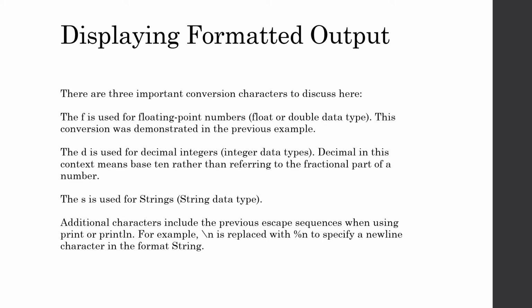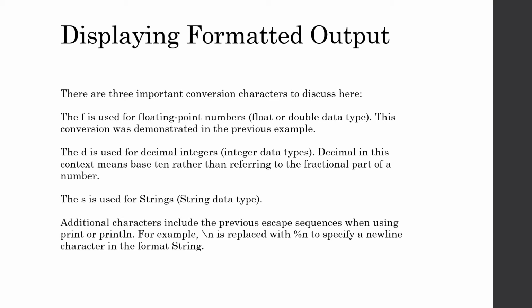So the first thing we'll start with is going to be the conversion character. There are three important conversion characters to discuss here. The three primary ones that we want to focus on are going to be F, D, and S. The F that we've already seen, that's used for floating point numbers, so that's good for the float or double data type. We've seen this in our previous example.